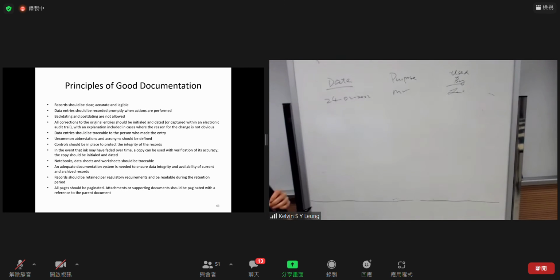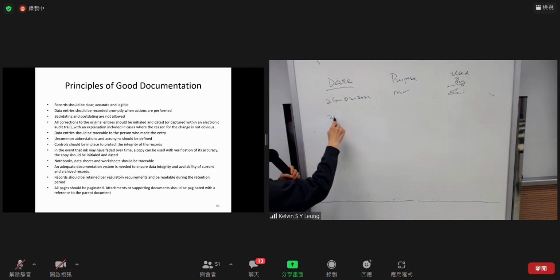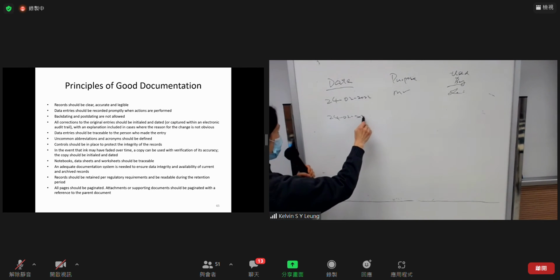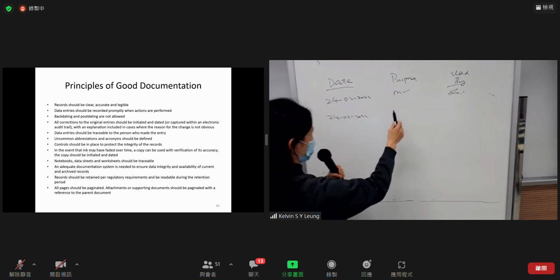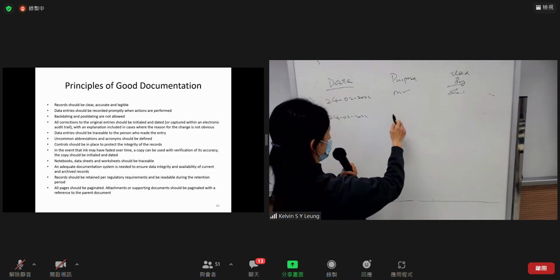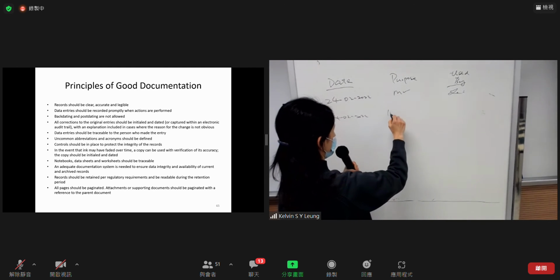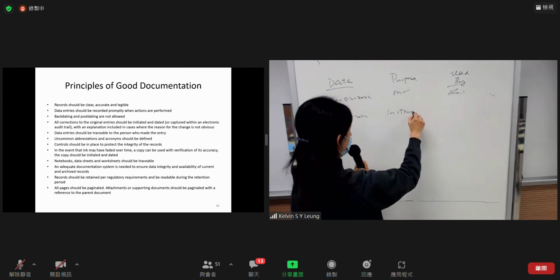So for good practice, let's say I use it in the morning, and in the afternoon, maybe the other person who uses the HPLC does instrument maintenance.